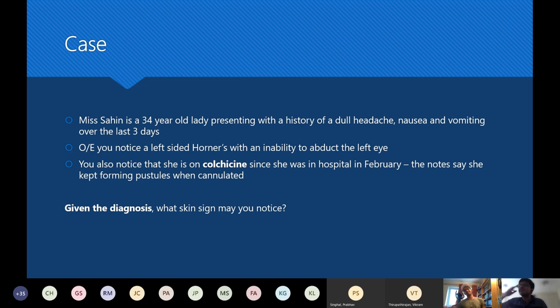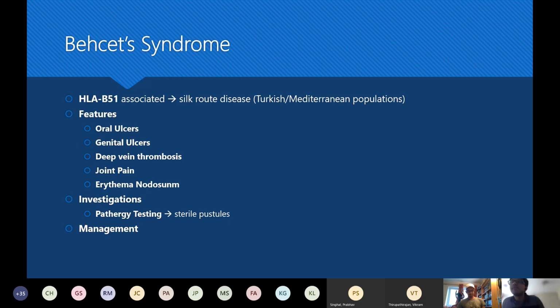So anyone from a Turkish or Mediterranean background, it massively increases their chance of having Behcet syndrome. So this is all you need to know about it. It's an HLA-B51 associated variable. It's like a vasculitis. It's a silk route disease. So people pretty much bred along the silk route, or the travelers, and they have an increased risk of these autoimmune diseases. So that's Mediterranean populations.